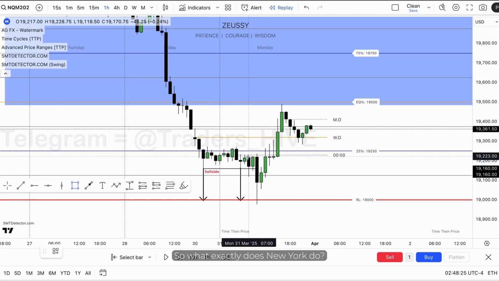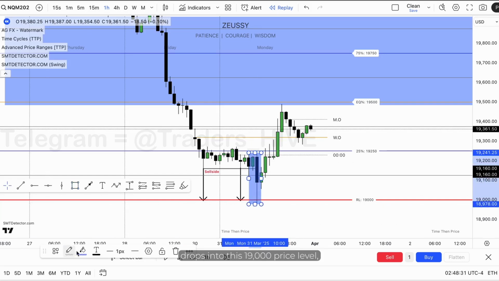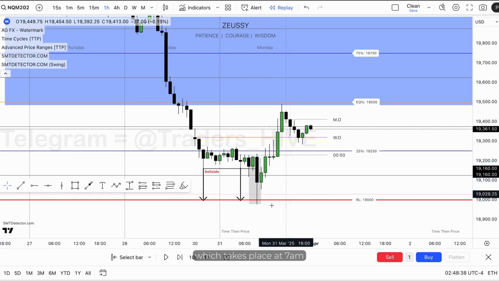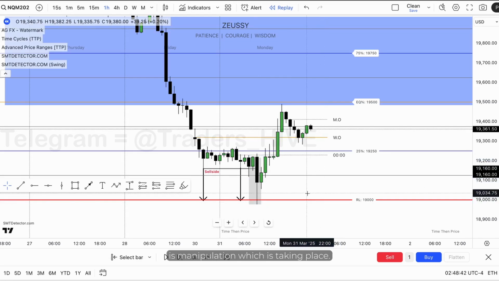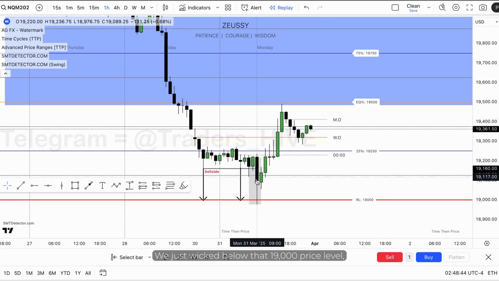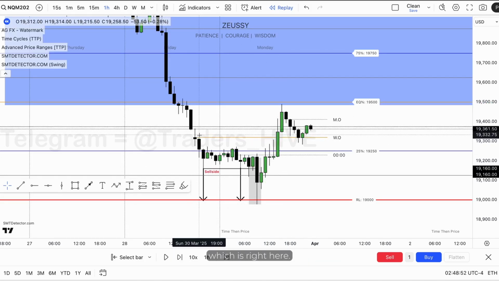So what exactly does New York do? Well, what New York does is that it opens low, drops into this 90,000 price level, and this full leg, which I'm outlining now from the New York Open, which takes place at 7 a.m. to the absolute low which forms, that right there is manipulation which is taking place. We just wick below that 90,000 price level, and we see the market eventually expand towards the upside, drawing towards the new week opening gap, which is right here.